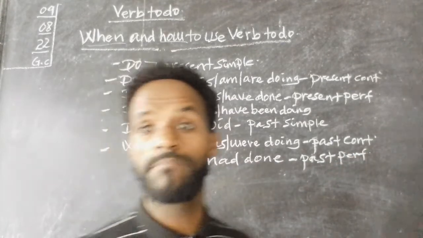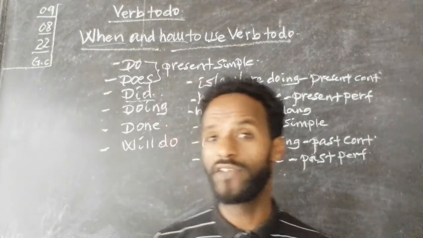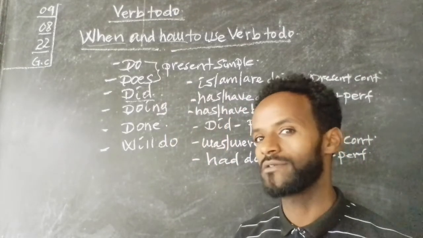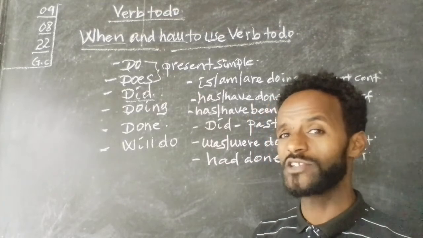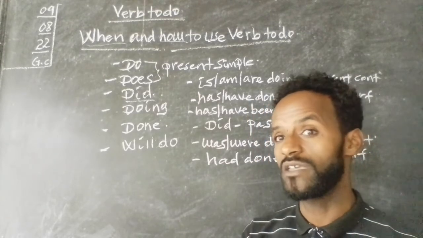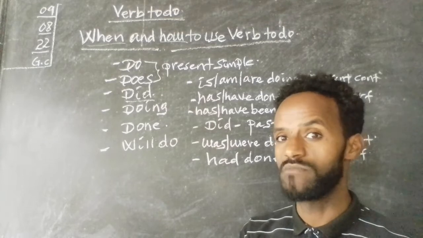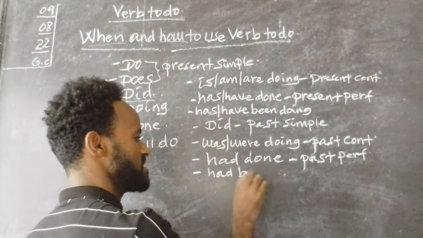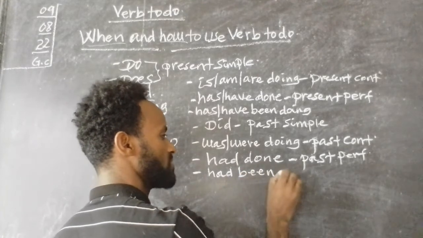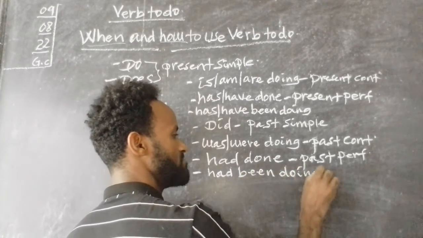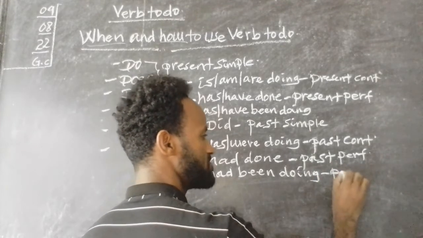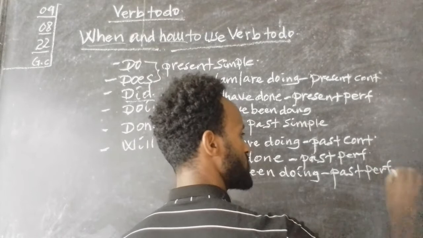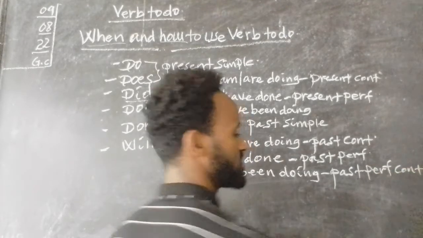And the last one is the past perfect continuous of the verb to do. To make the past perfect continuous of the verb to do, we can add the verb to have in its past form plus been plus the verb's -ing form. So you can say had been, had plus been plus the -ing form, which is called what? Doing. Yes, had been doing is called the past perfect continuous of the verb to do.